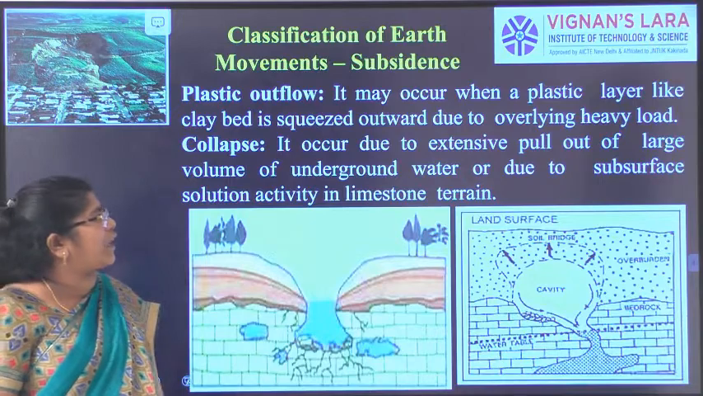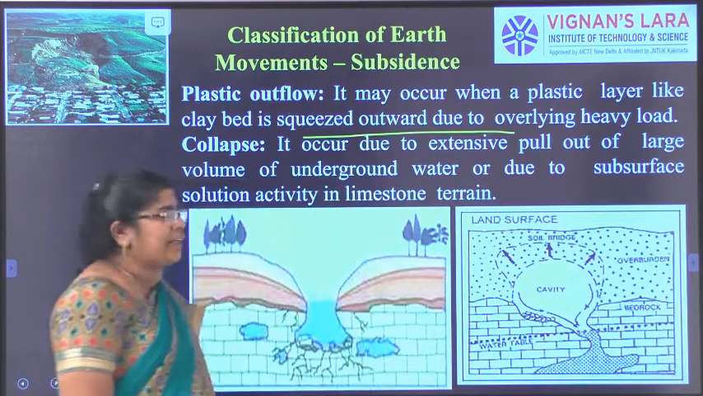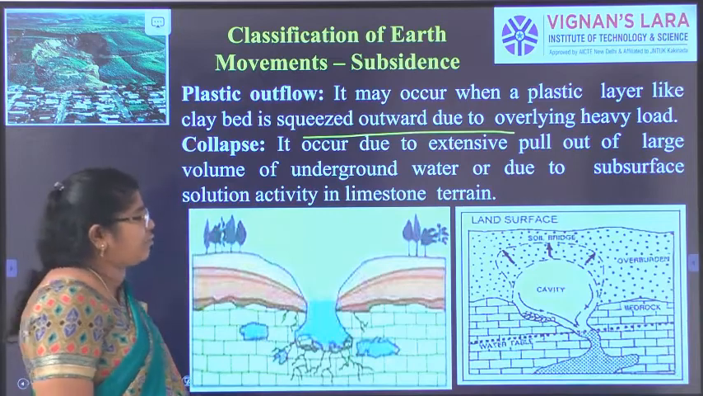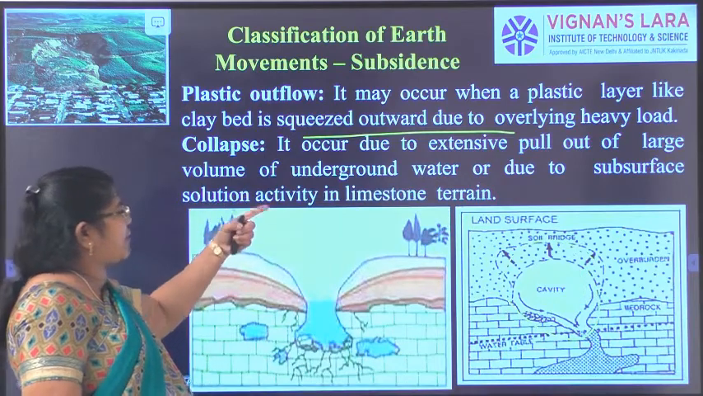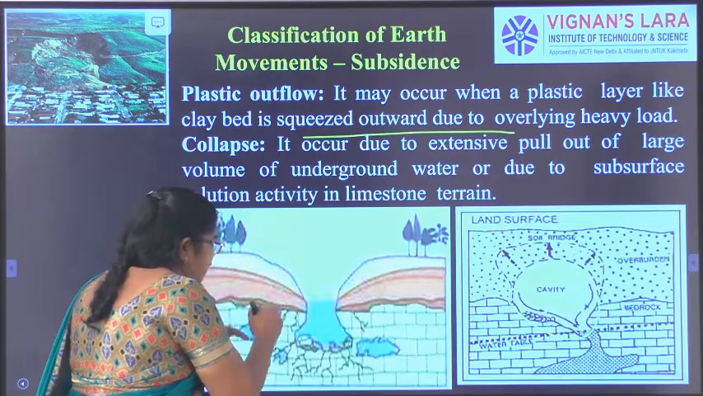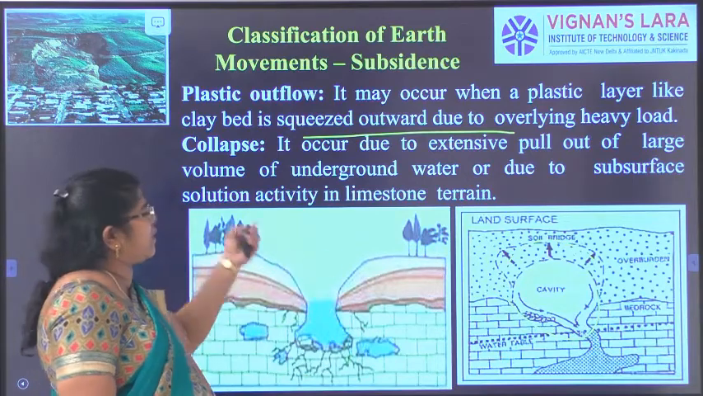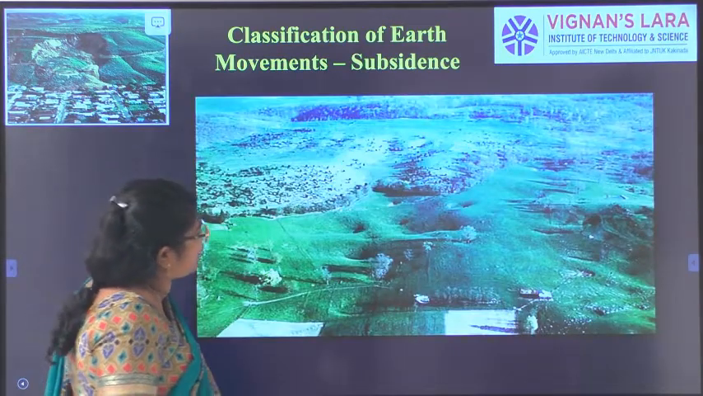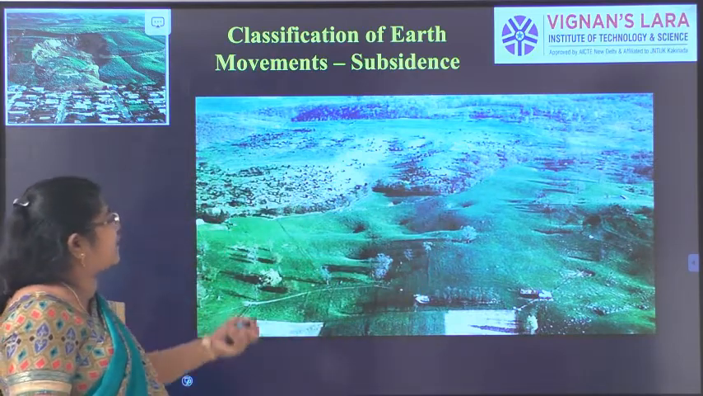Plastic flow occurs when a plastic layer like clay is squeezed outwards due to the heavy load above. Due to the heavy load, this plastic layer will go down and form a cavity, and we call it plastic outflow. And collapse occurs with the extensive pulling out of a large volume of underground water. When underground water is pulled down so much, subsidence happens, and that is called a collapse. You can see here the formation of collapse and also the formation of plastic flow. Both things can be seen here.